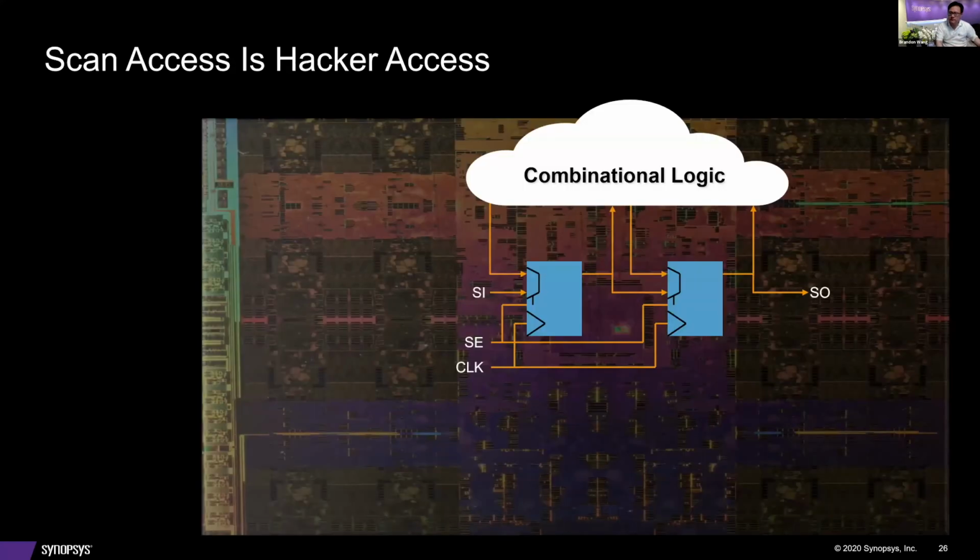So, to give a quick example. This is historically how you integrate the DFT structure without really thinking about security. But as you see, the DFT is where the hackers can use the scan chain to hack.